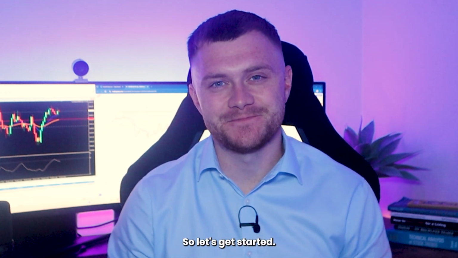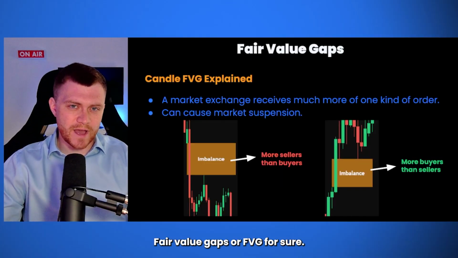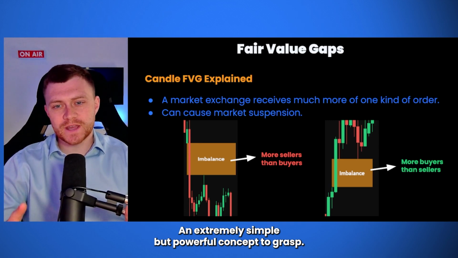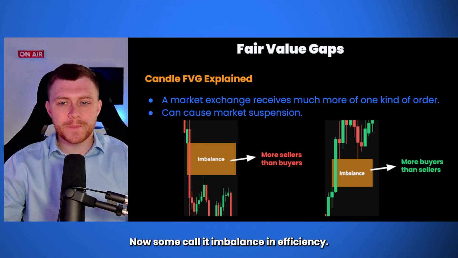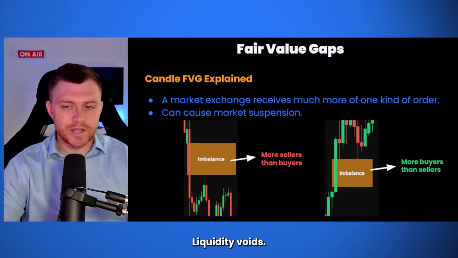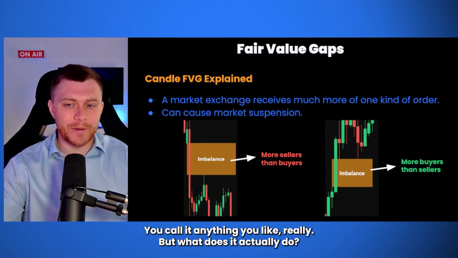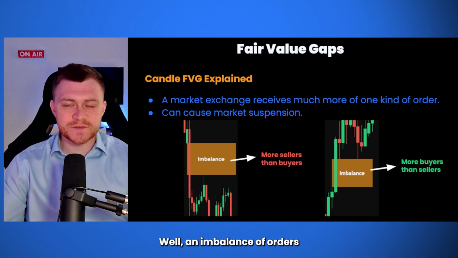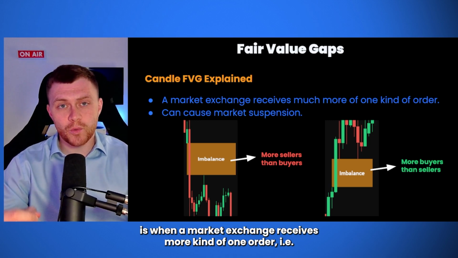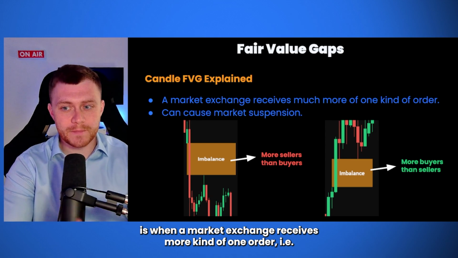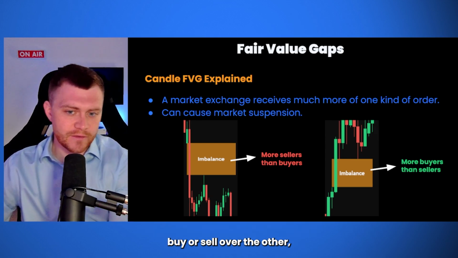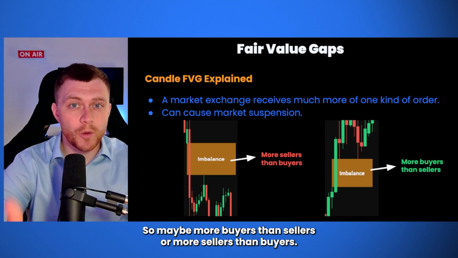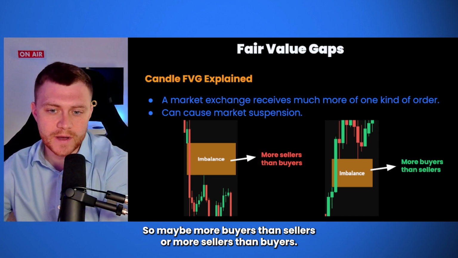So let's get started. Now then, fair value gaps, or FVGs for short, are an extremely simple but powerful concept to grasp. Some call it imbalance, inefficiency, liquidity voids. You can call it anything you like really, but what does it actually do and what's it all about? Well, an imbalance of orders is when a market exchange receives more of one order, i.e. buy or sell, over the other, and not enough of the opposite side, so maybe more buyers than sellers or more sellers than buyers.